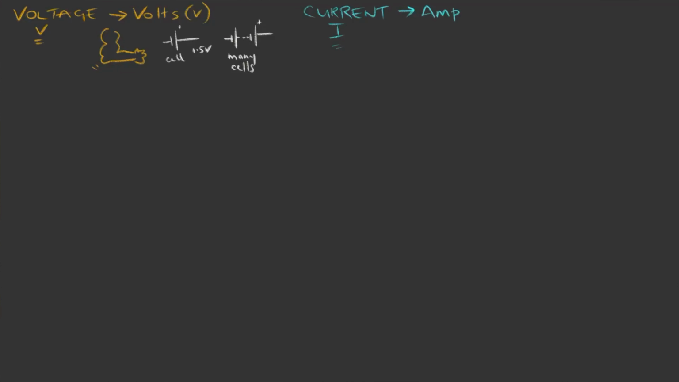The speed with which the mice are traveling through the corridor is called the current, or just a capital I for short. Current is measured in amperes, or amps for short, its symbol being A.